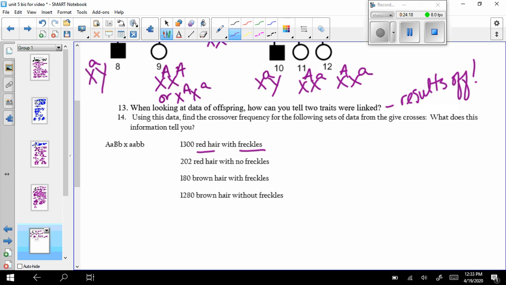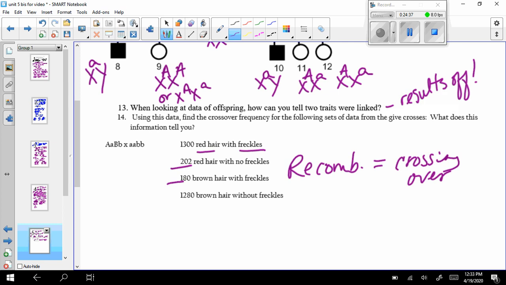But red hair and freckles, you get 1,300. And then red hair with no freckles or brown hair with freckles, these two are really, really rare. So these two are due to the recombination, which means they're due to crossing over.